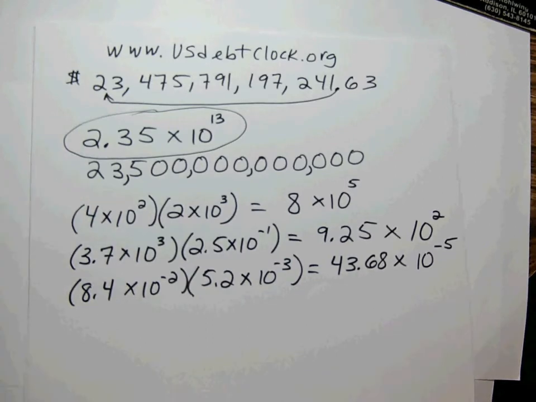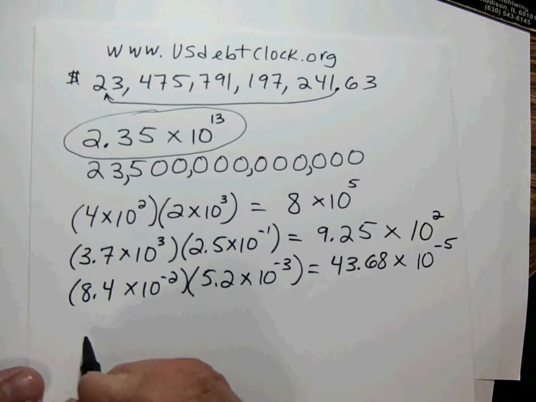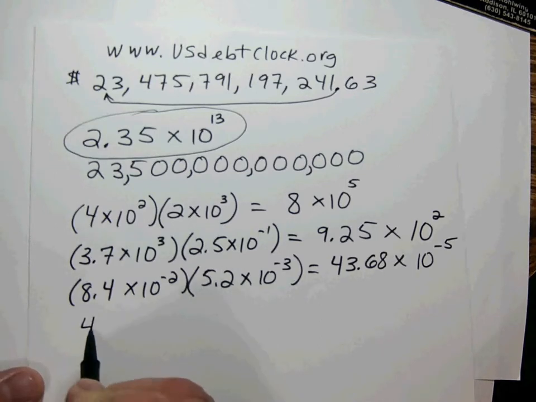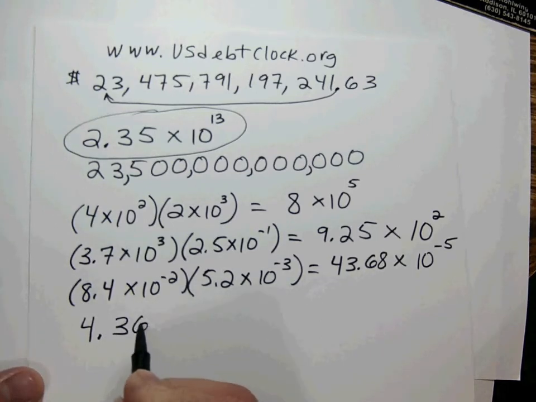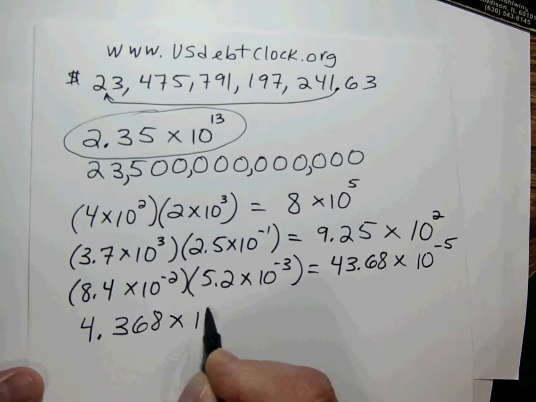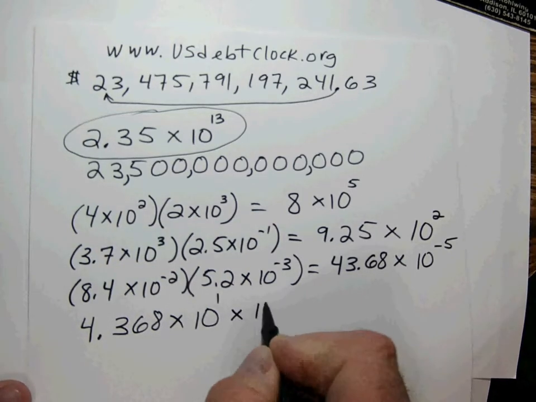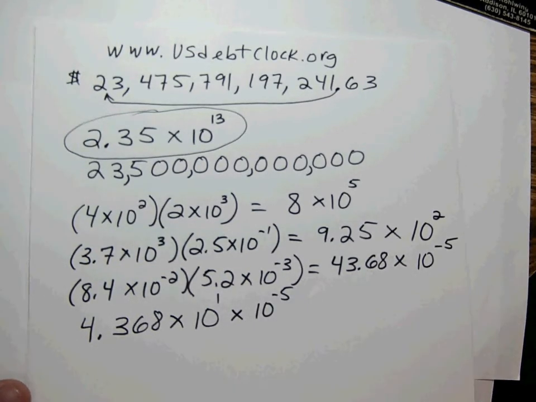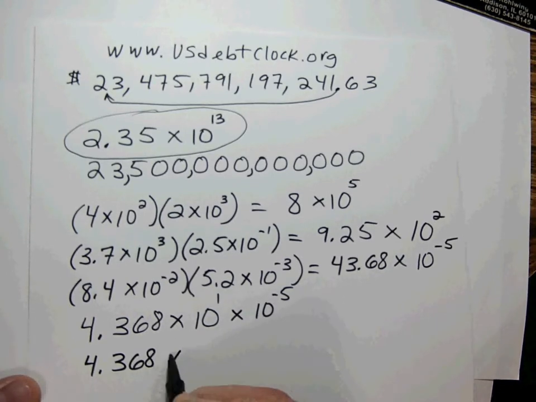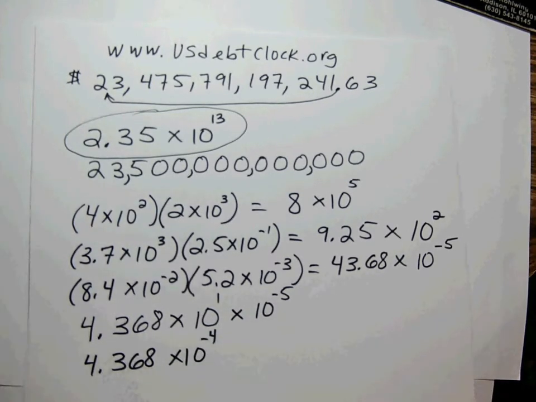So I'm going to take that 43.68, and instead of calling it 43.68, I'll call it 4.368 times 10 to the power of 1, because then that's the same thing as 43.68. But then I already had a 10 to the power of negative 5 there, so I have to put that there and then consolidate these powers of 10. So it'll be 4.368 times 10 to the negative 4th power. Okay, all good there?